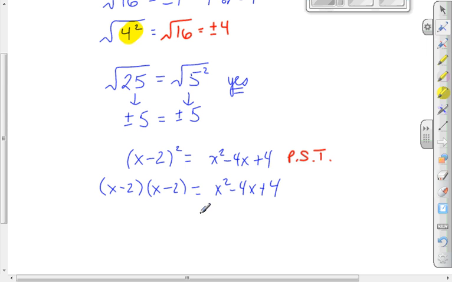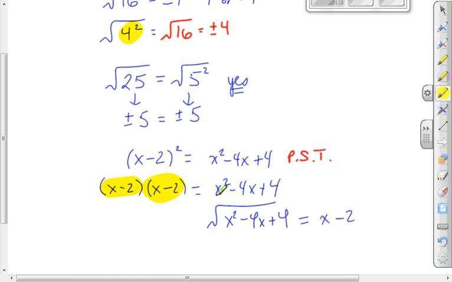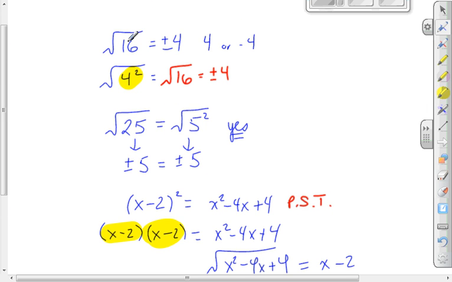That means if we took the square root of x squared minus 4x plus 4, it would have to be equal to x minus 2, since x minus 2 times itself gives us that trinomial. Now let's go back to the idea from earlier. The square root of 16 and the square root of 4 squared were the same. The square root of 25 and the square root of 5 squared were the same.